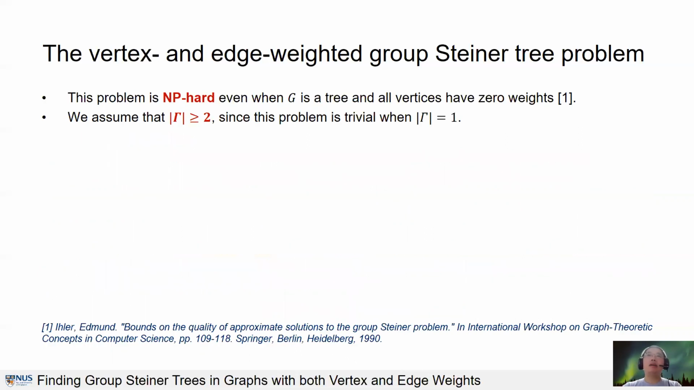This problem is NP-hard even when G is a tree and all vertices have 0 weights. We assume that there are at least two vertex groups. The reason is that this problem is trivial when there is only one vertex group.